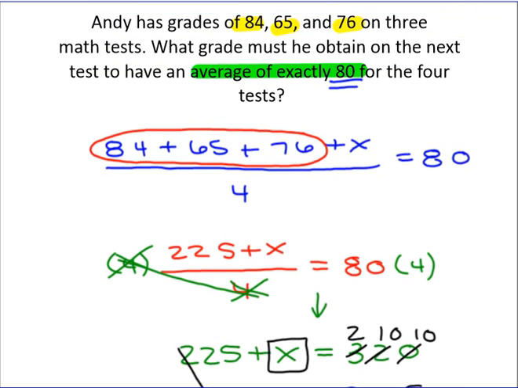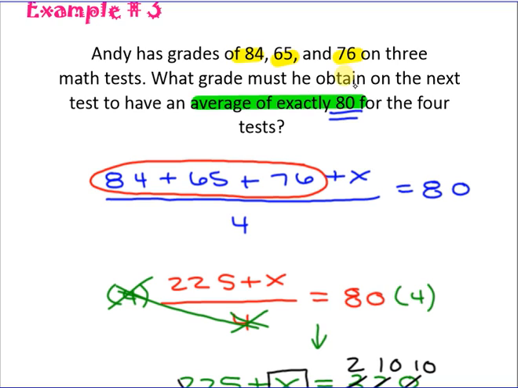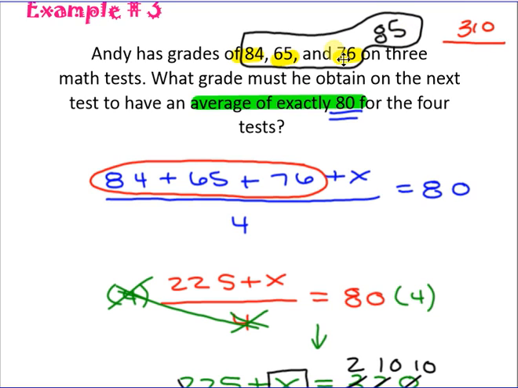So Andy needs to score an 85% on his 4th test in order to have an average of an 80% in his class. Now let's go ahead and check our answer. So find the mean of these 4 numbers, and it should equal 80. So use your calculator. Do 84 plus 65 plus 76 plus 85. That's going to give you 310. And there's 4 terms. So divide by 4.